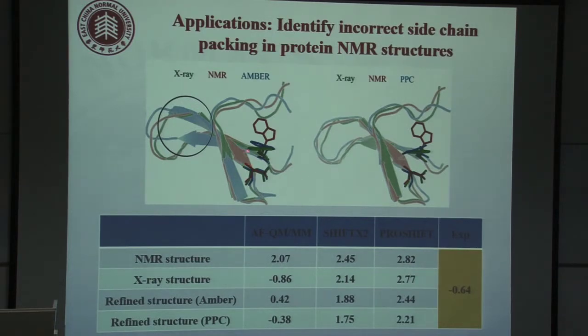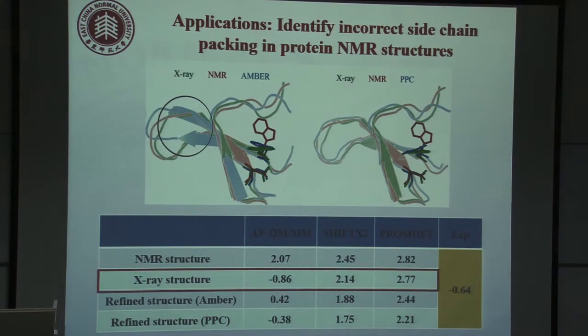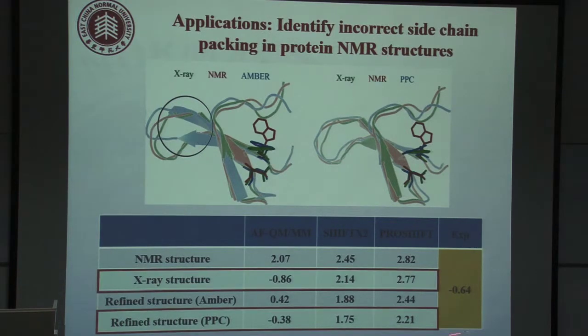After refinement, it's getting close to the X-ray structure. I won't go over these structure details. What I want to show here is that if we use empirical models, where the experimental result is 0.6, the empirical models show no difference between the NMR structure, the X-ray structure, and the refined structure. So from using empirical models, we cannot tell which structure is cramped and which is not.